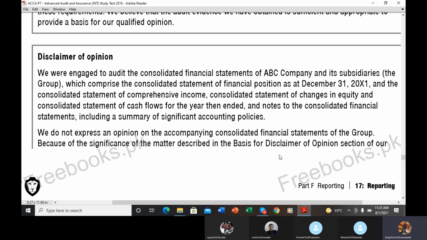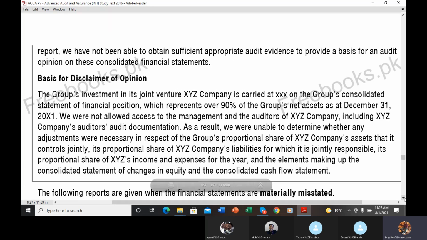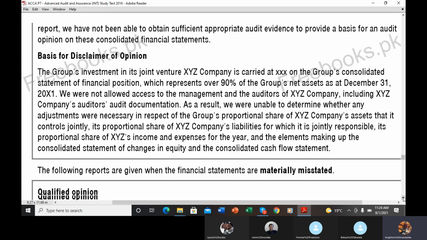Look here: we do not express an opinion on the accompanying consolidated financial statements of the group because of the significance of the matter described. You have to reference the reason for the disclaimer. You do not mention the reason for denying your opinion under disclaimer of opinion, but you refer to the basis for disclaimer of opinion section of our report. That's where it's written.